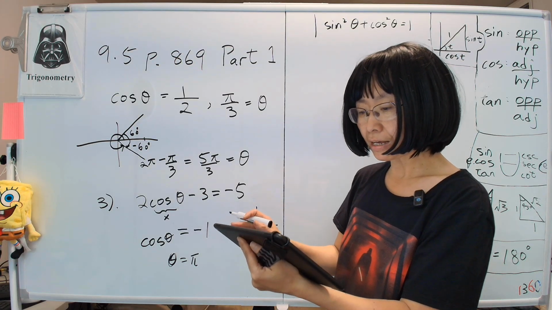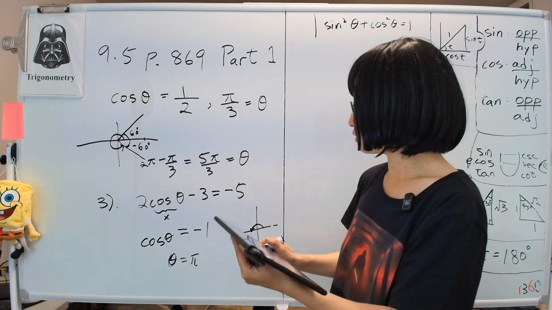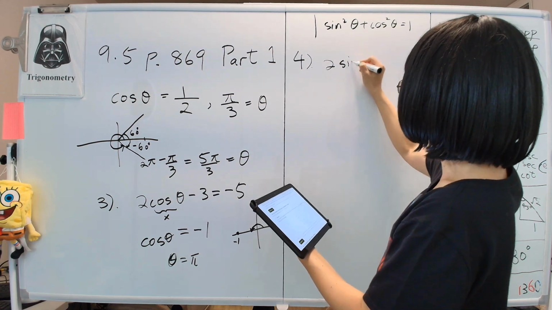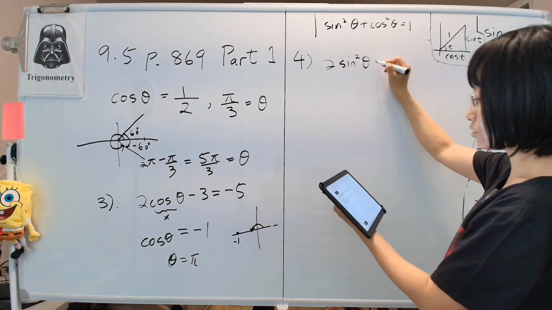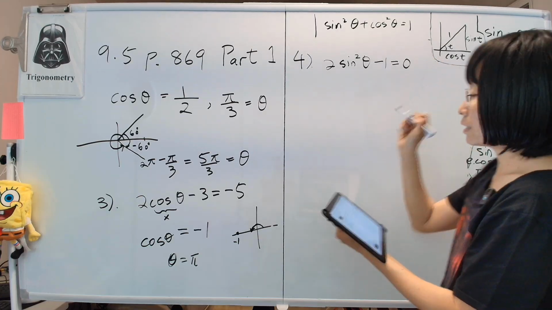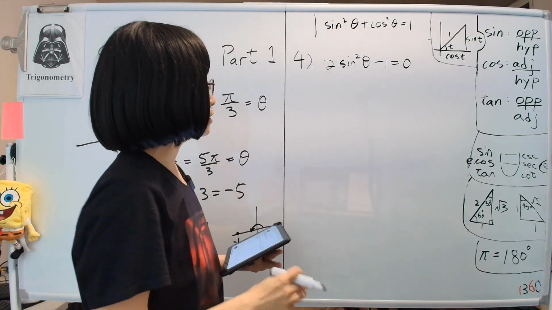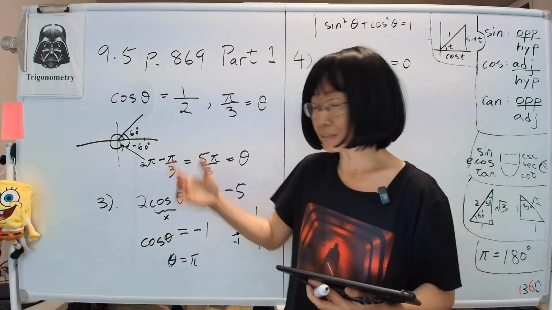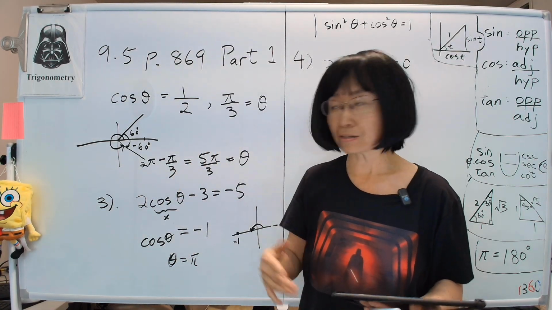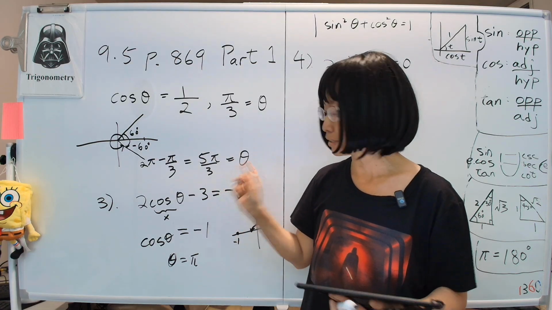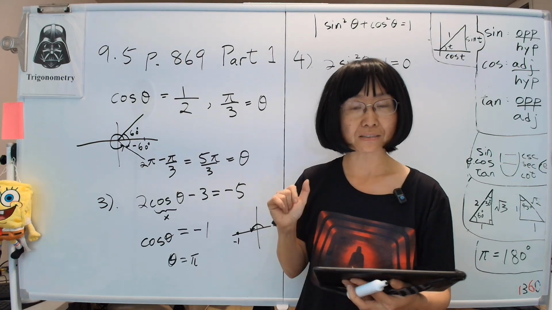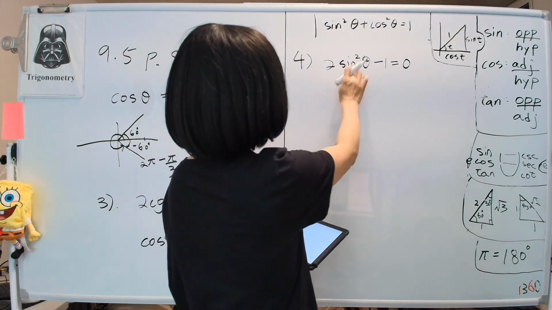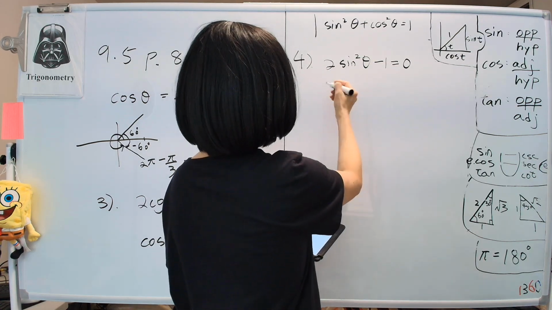Next, let's look at example 4 on the following page, where we have 2 sine squared theta minus 1 equals 0. Now trigonometric equations often have more than one answer. In fact, they often have 2 or 4 answers, and sometimes, depending on what they want, they can have an infinite number of answers, which is what example 1 and example 2 are talking about. In this case, being that we have a squared, we're going to have more answers.